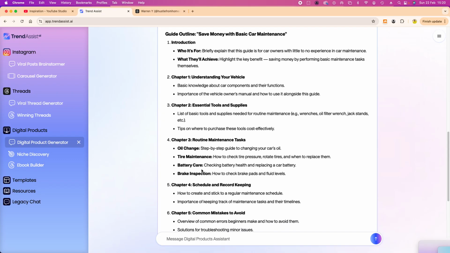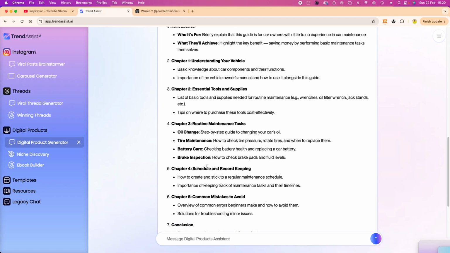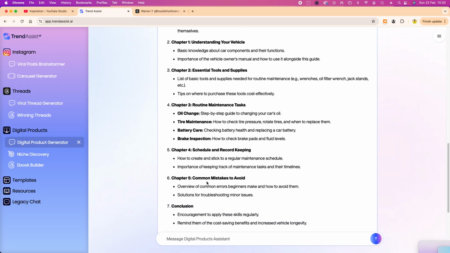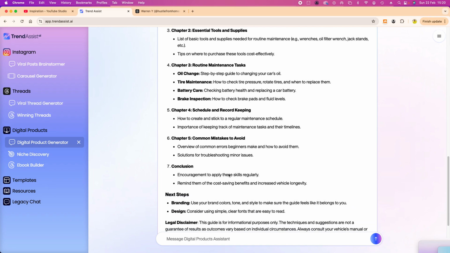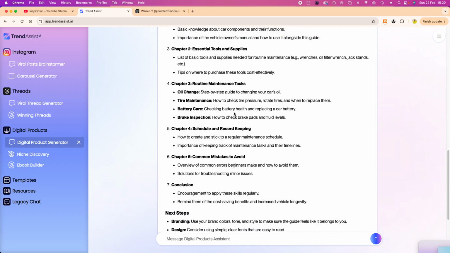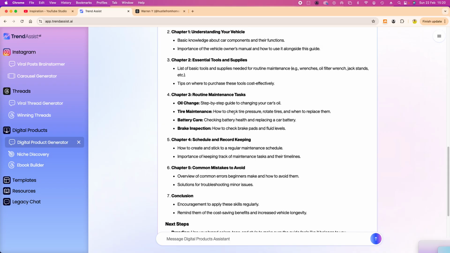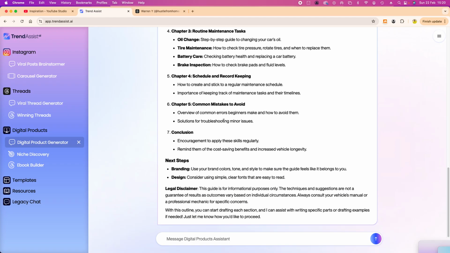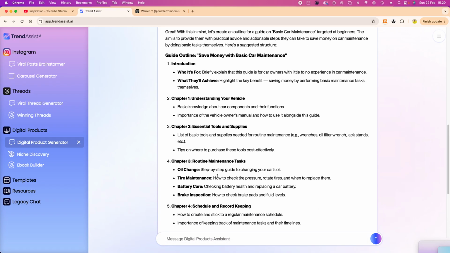Tire maintenance, battery care, brake inspection, perfect. Schedule and record keeping, cool. And avoid common mistakes. This is perfect. This is exactly what we need. This is the exact thing that's going to be able to sell for about $7, maybe $17, or maybe even $27, depending on the demand for it. Okay, this is perfect.